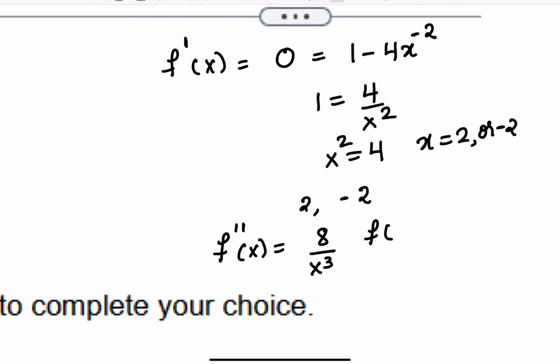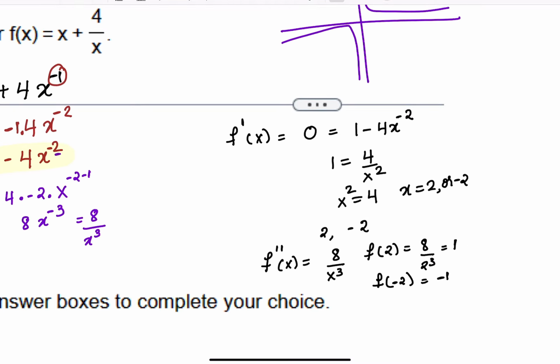So I'm going to plug in f of 2, which is going to give me 8 over 2 cubed, which is 1. And I'm going to plug in negative 2, which is going to give me negative 1. But keep in mind, this is greater than 0, so you might think I will have an absolute minimum here, because this is less than 0. You might say, Miss, I'm going to have an absolute maximum here.